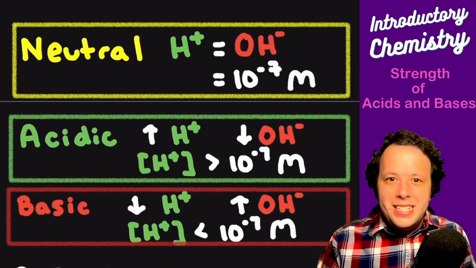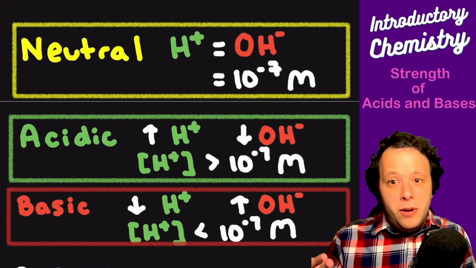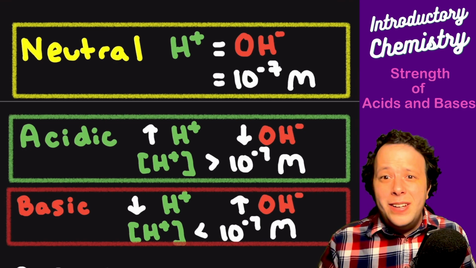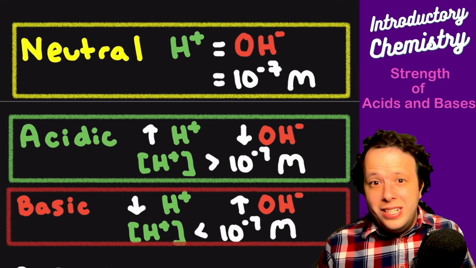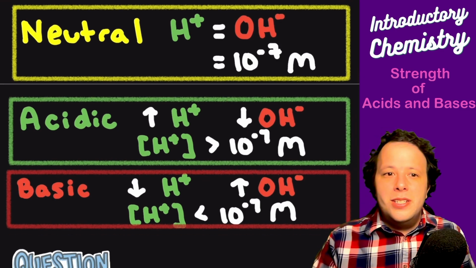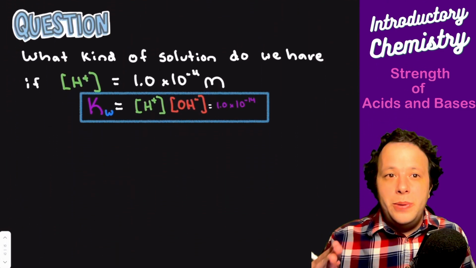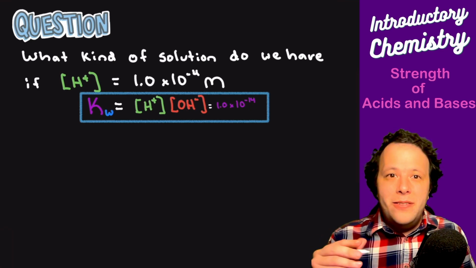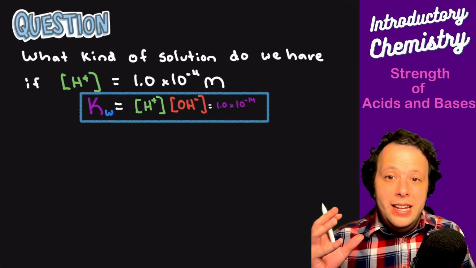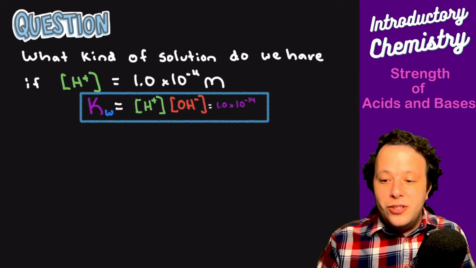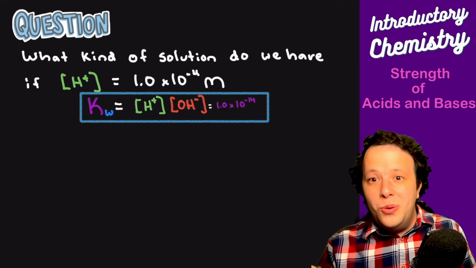When it's basic, that means that number is going to be a lot smaller. So anywhere from like 10 to the negative 8 to 10 to the negative 14, for example. So if we were to try to do this as an example, and I asked you, what kind of solution do we have if you have 1.0 times 10 to the negative 4 as your concentration? Is that bigger or smaller?